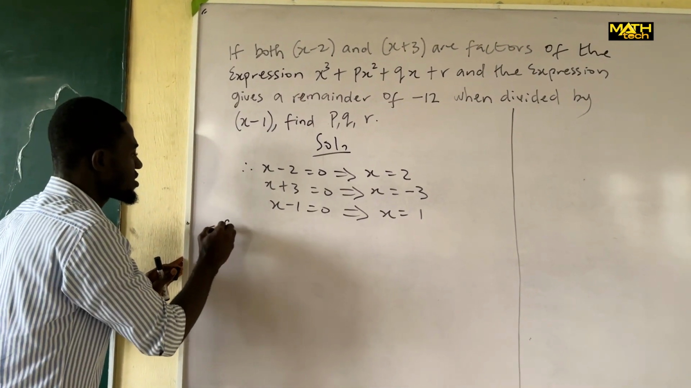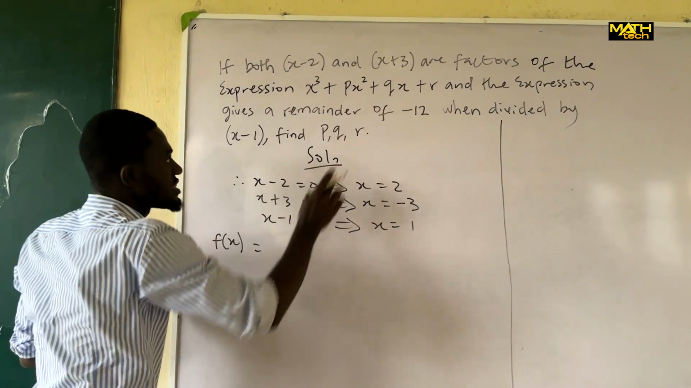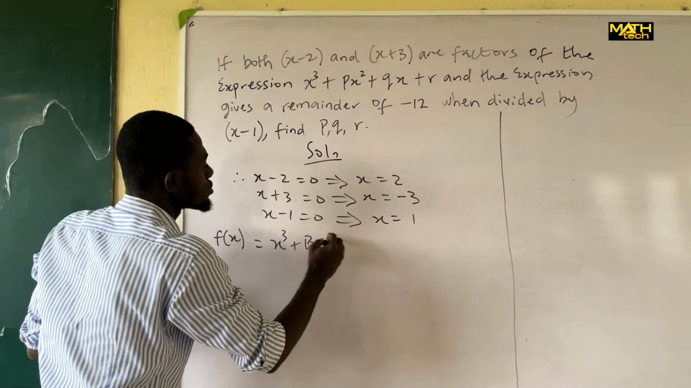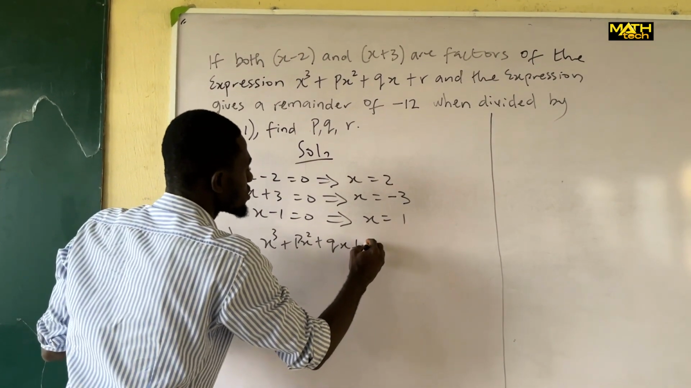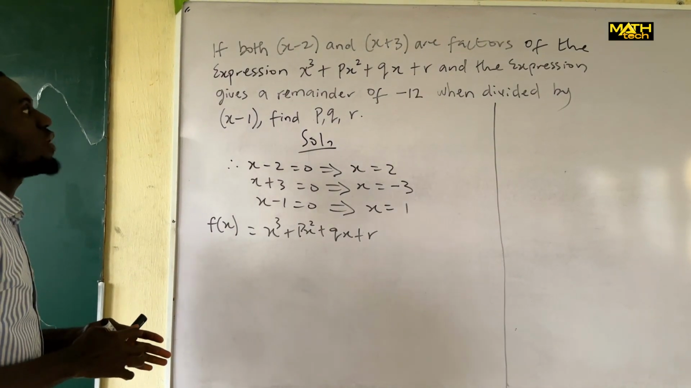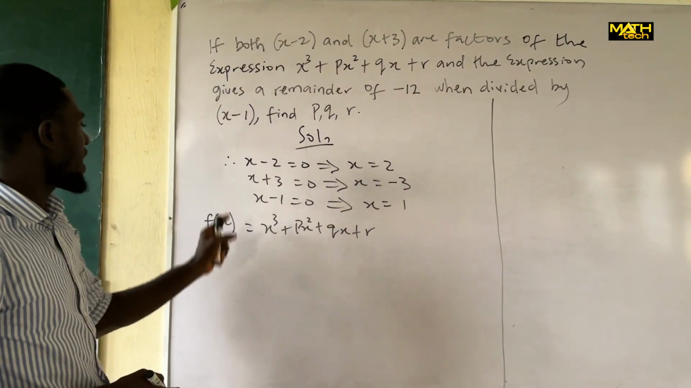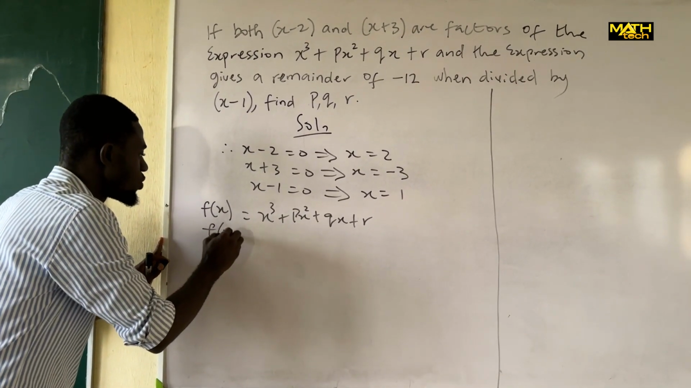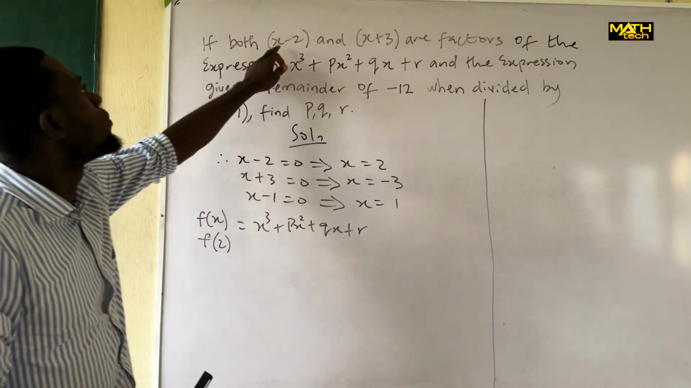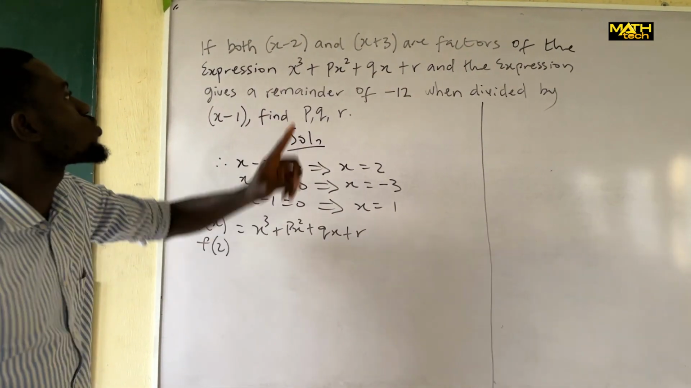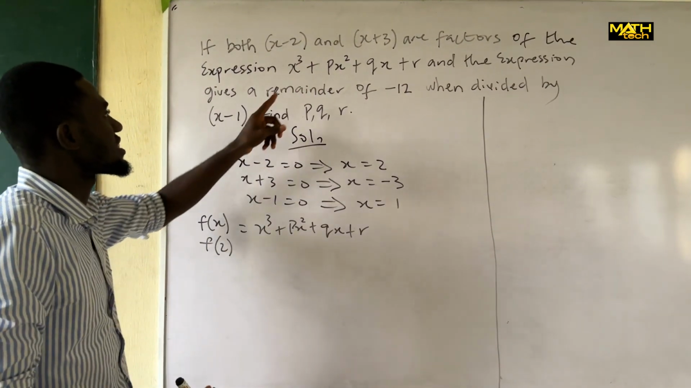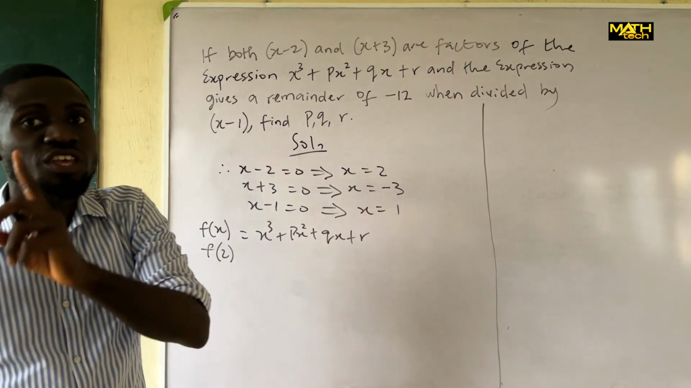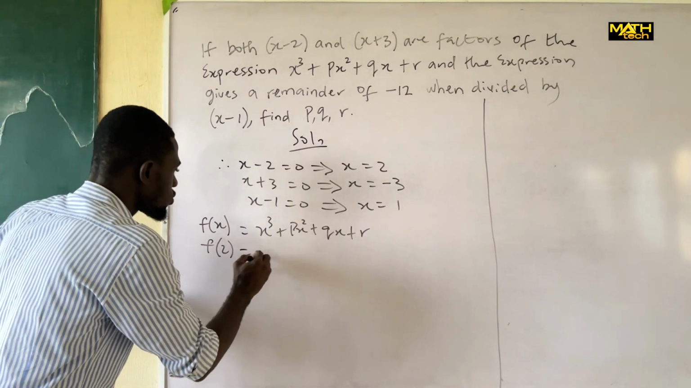Now we know that f of x is equal to this entire expression, x cubed plus px squared plus qx plus r. Now, we are being given our x to be equal to what? 2. So this will be f of 2. And we stated that x minus 2 is a factor. So if x minus 2 is a factor, when you substitute the value of 2 into this expression, the result gives you what? 0.